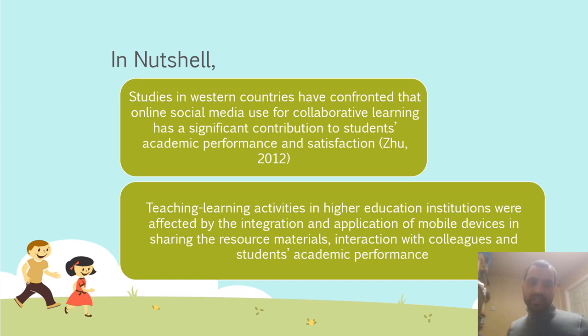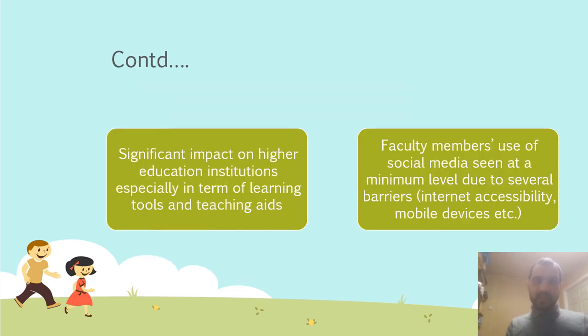In a nutshell, studies in Western countries have confirmed that online social media use for collaborative learning has a significant contribution to students' academic performance and satisfaction. In the same way, teaching learning activities in higher education institutions were affected by the integration and application of mobile devices in sharing resource materials, interaction with colleagues, and students' academic performance. That must be in our everyday life, in our teaching career. Similarly, there is a significant impact on higher education institutions, especially in terms of learning tools and teaching aids. Faculty members' use of social media is seen at a minimum level due to several barriers, such as internet accessibility and mobile devices. Obviously, that's the pity part.